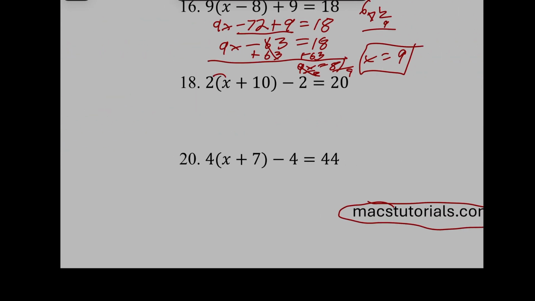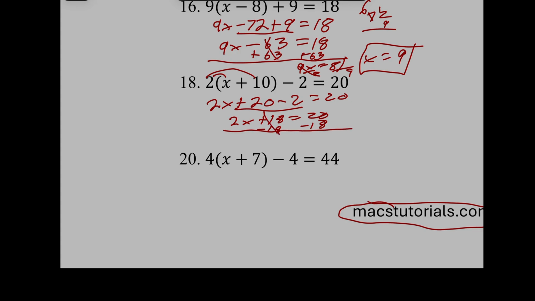If I go 2 times x, I get 2x. If I go 2 times 10, I get a positive 20. The minus 2 equals 20. I have like terms. 2x, what's 20 minus 2? That's positive 18. That's going to equal 20. I want to get rid of that 18, so I have to do the opposite of it. And the reason why, a plus 18 and a minus 18, they go away. They become 0. And now I'm going to get a 2, and once I divide each side by 2, I'm going to end up with x equals 1.